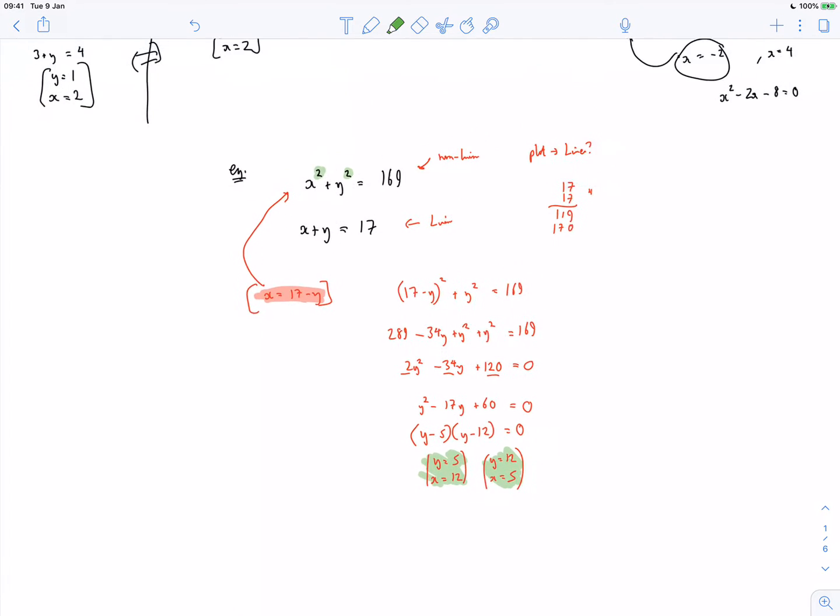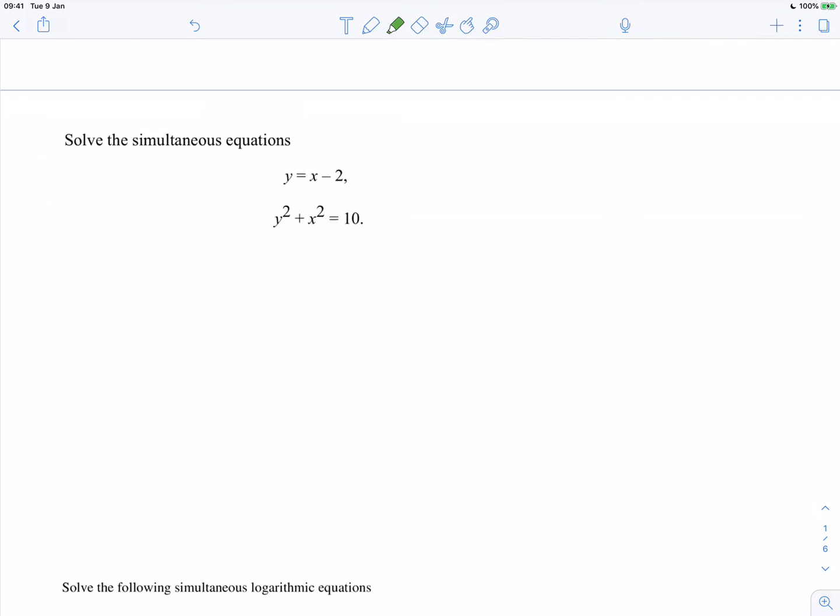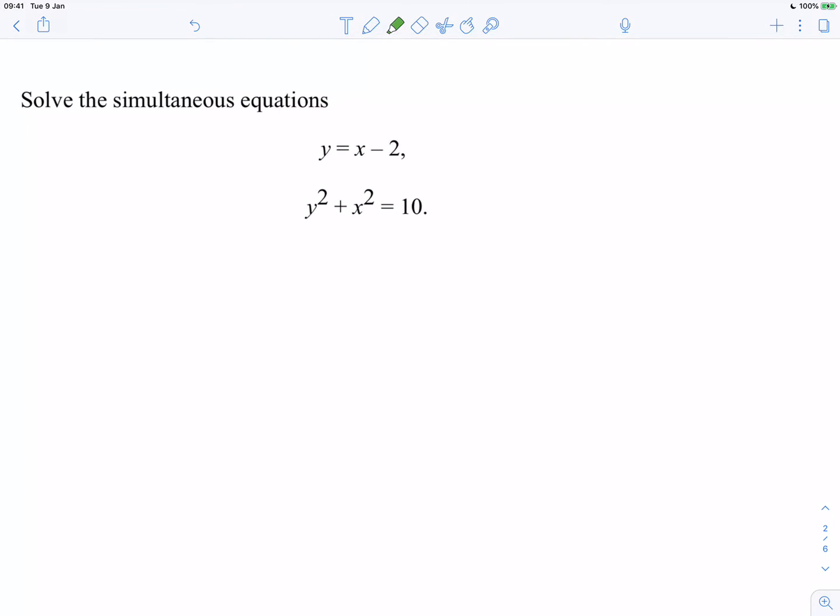Okay, so here's a nice little simultaneous equations question for you. Pause the video and give it a go yourself.